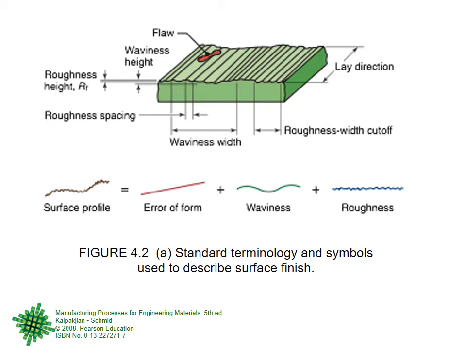So here they are showing you the surface profile, the overall way the surface is changing: there is some error of form, there is some waviness, and there is some roughness. Error of form means that the dimension that should have been there, because there was some problem with the cutting or the depth of cut or the tool and so on, so there is some error in the geometry.